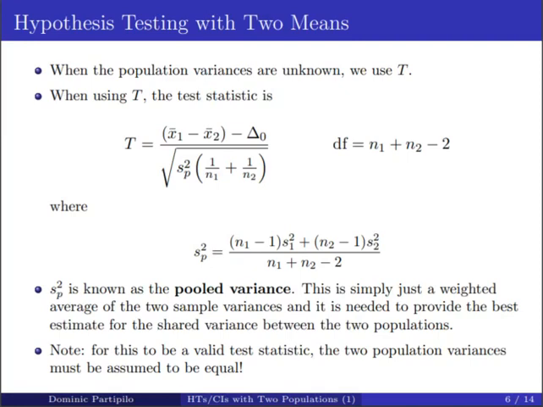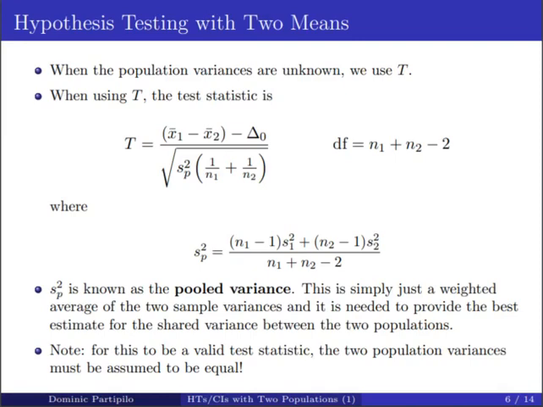And then the other thing that's different about this formula is this sp squared right here. We actually haven't seen that before. But sp squared is what's called the pooled variance. All this is, is a weighted average of the two sample variances, and we use it to provide the best estimate for the shared variance between the two populations.